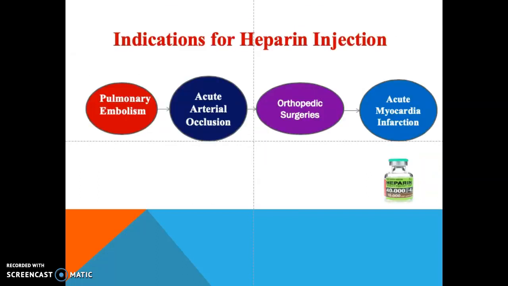So our second slide talks about the indication for heparin injections. So we know heparin, it's an anticoagulant, and it's giving some of the reasons why patient gets heparin. Some patients like with pulmonary embolism, patients with acute arterial occlusions will be candidates for heparin.